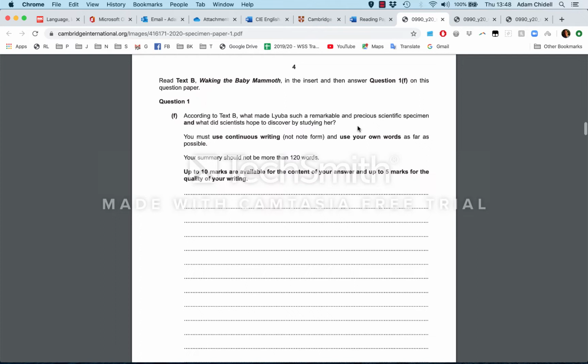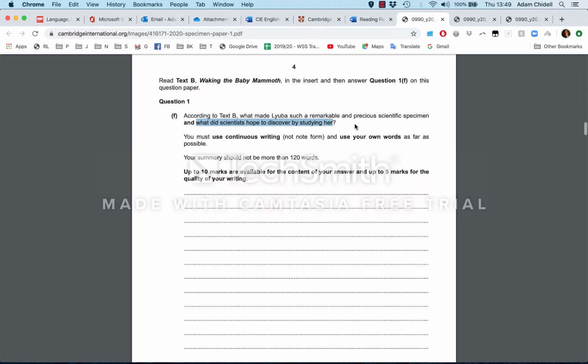But let's focus briefly on this idea of grouping things logically, because I mentioned right at the start of this video the need for highlighter pens, and I think this is where they would really come into their own. While you are reading the passage, highlight in one colour. You can highlight this bit in yellow, and then go through the passage and find all of those things that made Liuba a remarkable and precious scientific specimen, and highlight them in yellow, as precisely as possible, not painting the whole page, but just picking out the information relevant to that part of the question. Then perhaps in another colour, let's say blue, you would find the relevant information for this part of the question: what did scientists hope to discover by studying her?